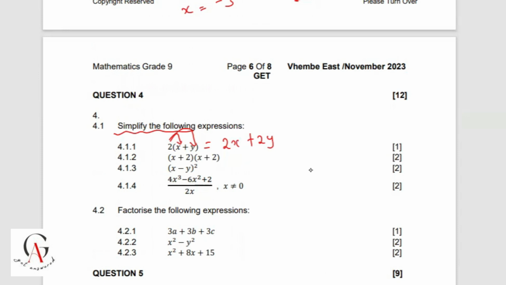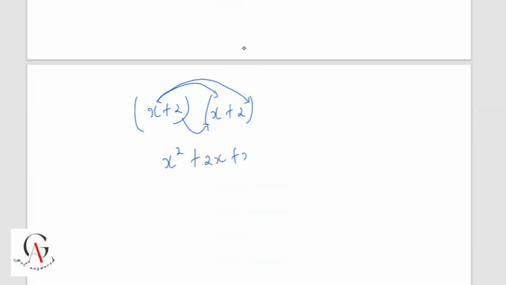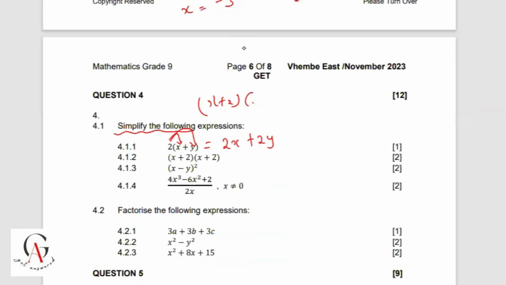Okay, then if we have x plus 2 and then x plus 2, let me put this side. Okay, so we're saying x plus 2 and then x plus 2. So this x multiplies with that, we have x squared. x multiplies by 2, we have 2x. 2 multiplies by x, which is also 2x. And then 2 multiplies by 2, which is 4. The only like terms we have are those. So it's x squared plus 4x plus 4. That should be our expansion for 4.1.2.